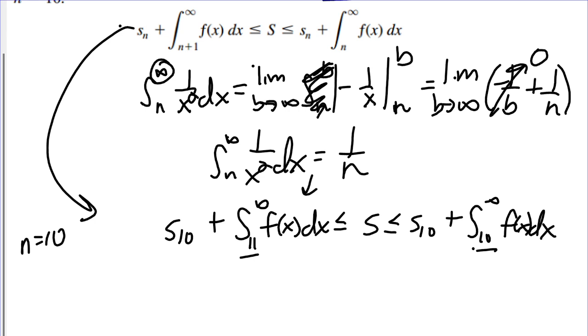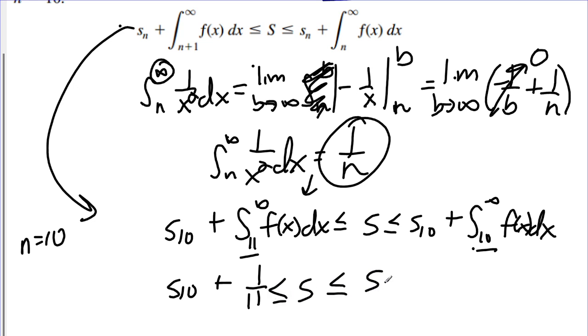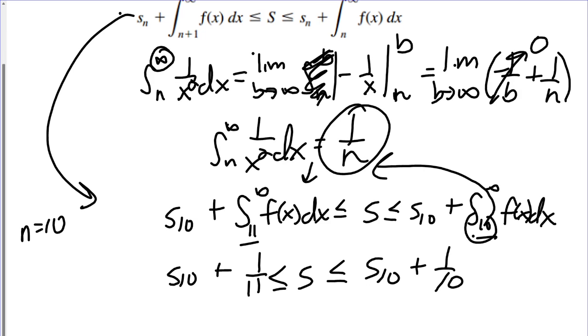So now we can evaluate s sub 10. We have a formula for these integrals, and that is 1 over n. And so that is going to be, in this case, 1 over 11 is less than or equal to s, is less than or equal to s sub 10 plus, using our formula, plugging 10 in for n, 1 over 10. And again, it seems counterintuitive, but here we see that 1 over 11 is indeed smaller than 1 over 10.